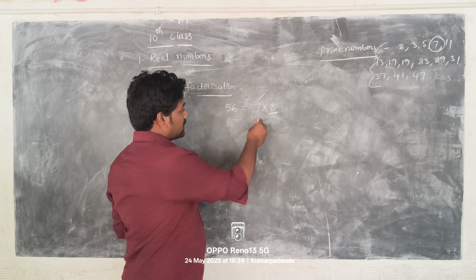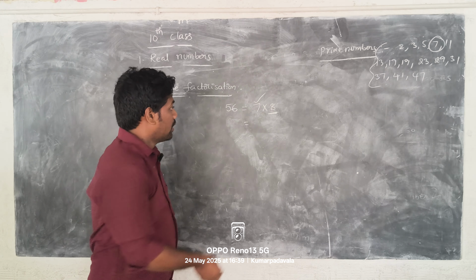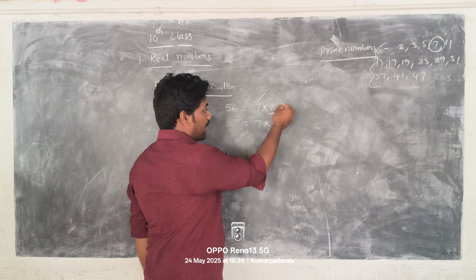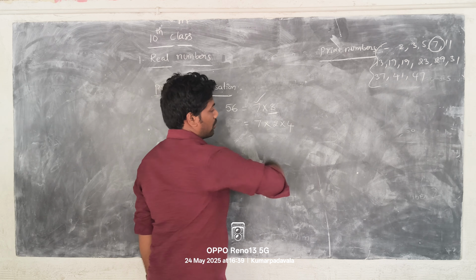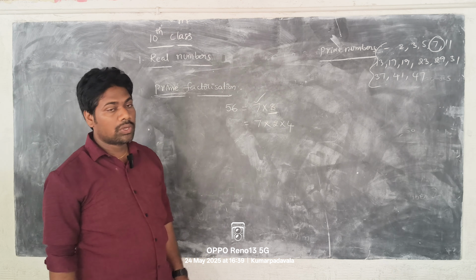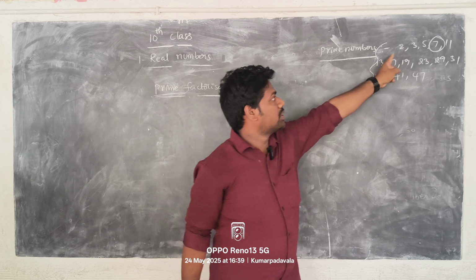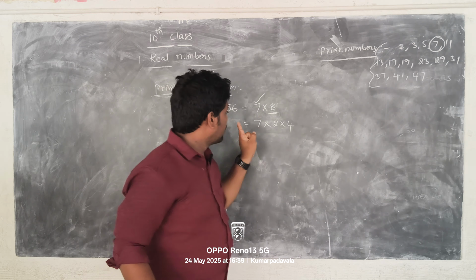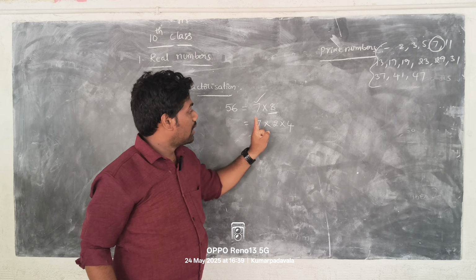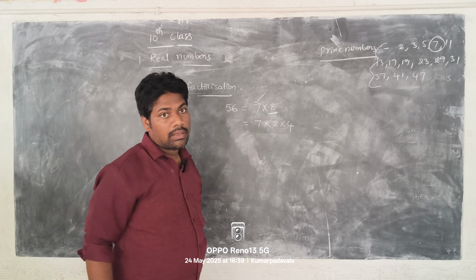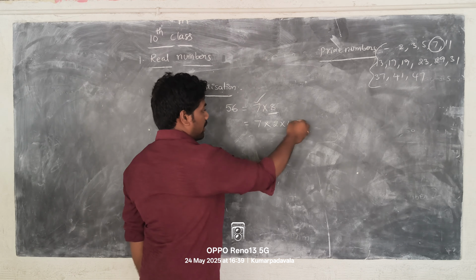How can we change this into a prime factorization? We can write 7 into 8 as 7 into 2 into 4. Is it a prime factorization? No. 7 is a prime, 2 is a prime, but 4 is not a prime. See, 4 is not there in the prime numbers. When the product numbers are all primes, then it is called a prime factorization. So it is not a prime factorization.